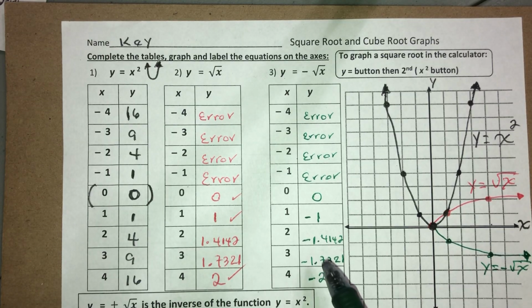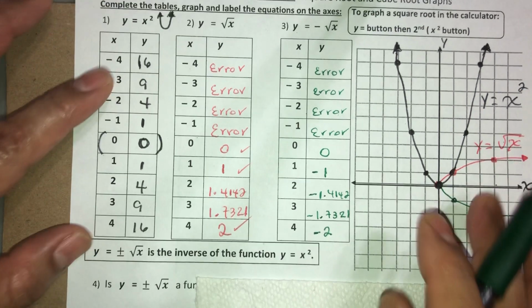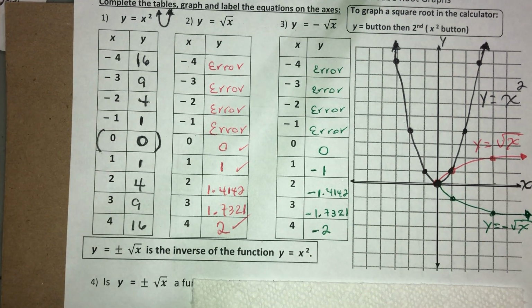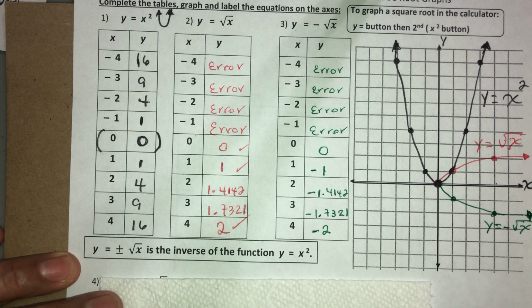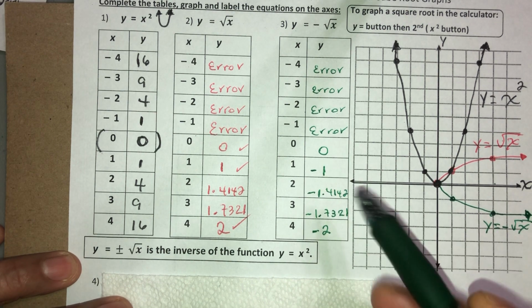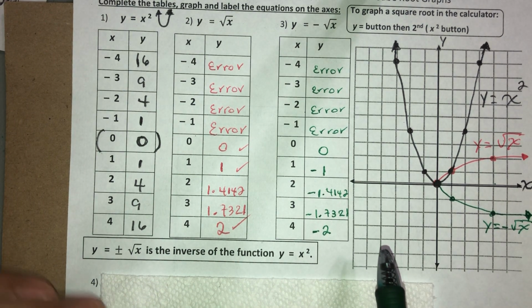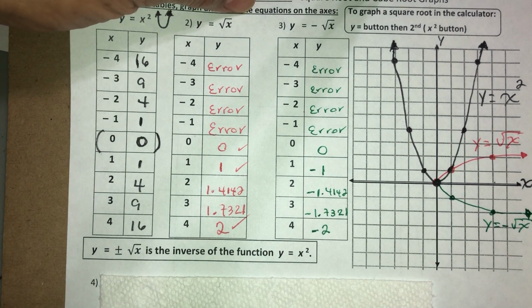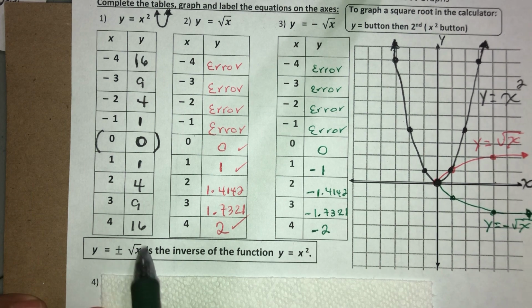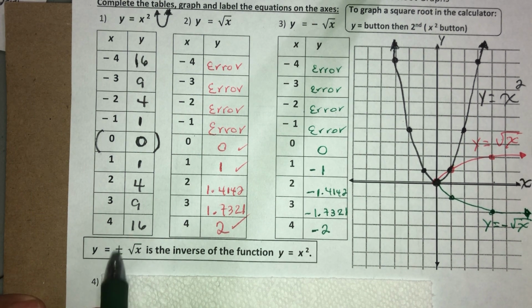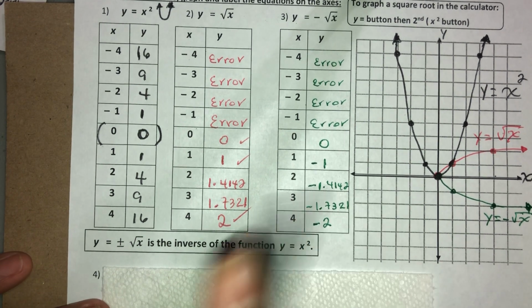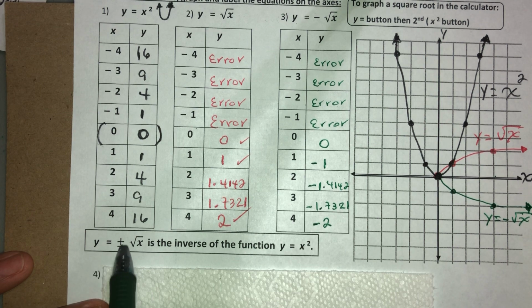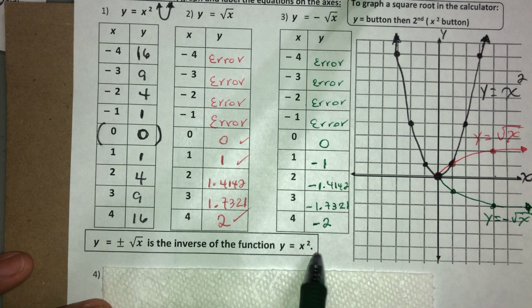So remember, every time you have decimals, because we're going to see when we have exponential functions, you're still going to get decimals. Don't get scared, because just graph the whole number coordinates, like I said, and everything is going to fall in the middle. So now, remember this is the square root function together, plus and minus. Y equals plus minus radical x is the inverse of the function y equals x squared.